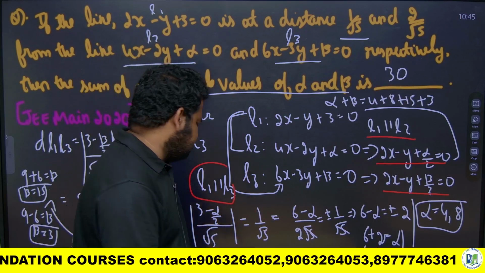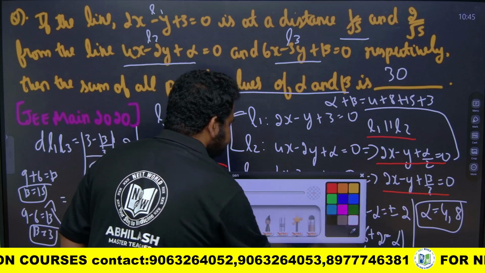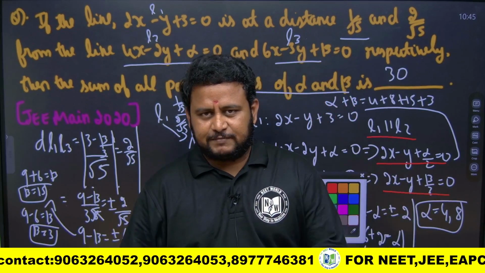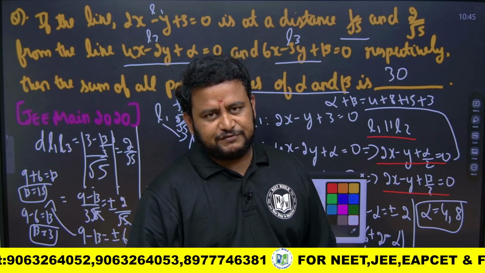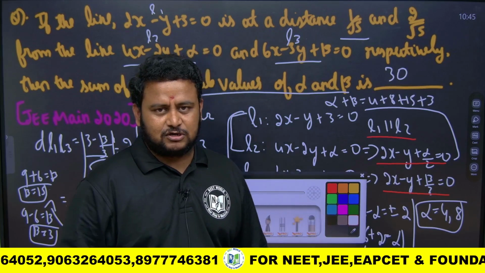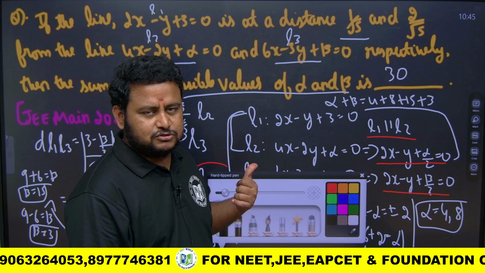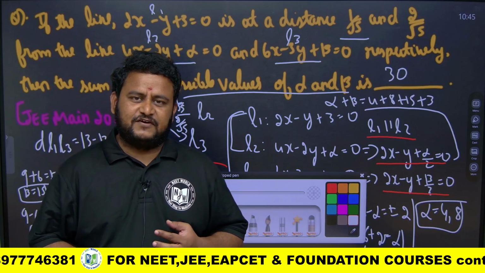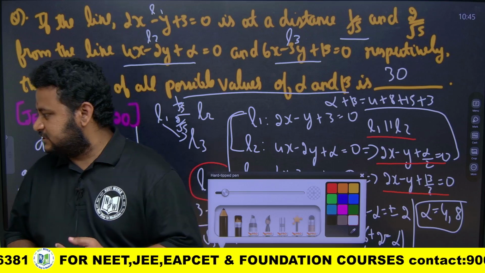Okay, friends, I hope it is clear to you. This is how you solve this question. Identify the parallel lines. If it is from a point, directly you can use the formula, but if lines are given, please identify whether they are parallel lines or not. If they are parallel lines, it is very easy to solve the question. You will find the difference between the constants and you will find the square root of a square plus b square. That is it.